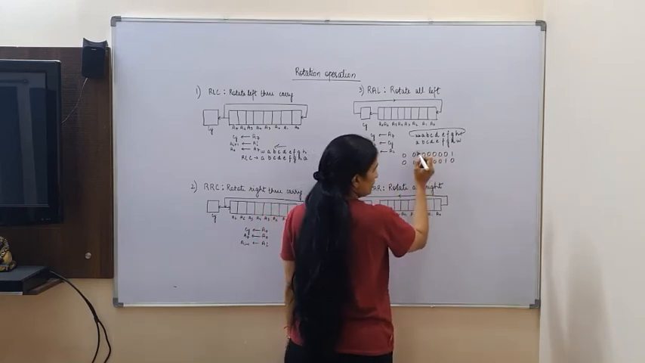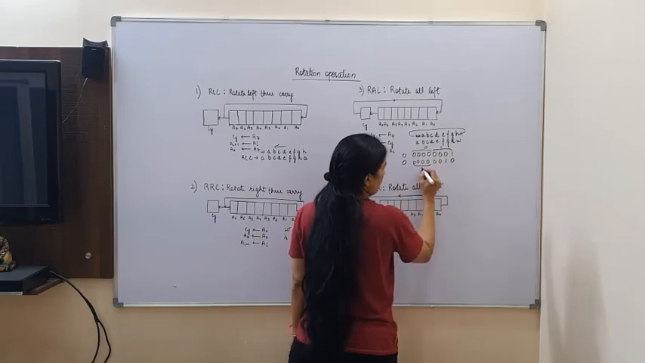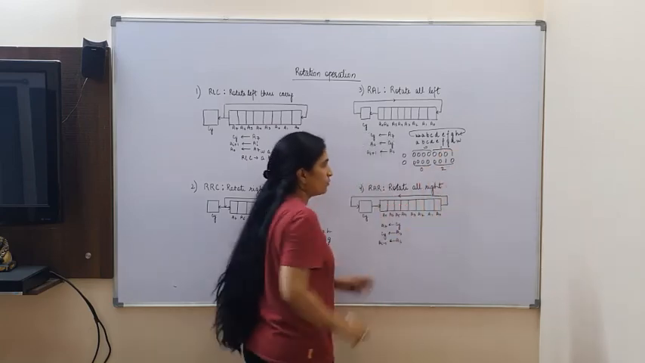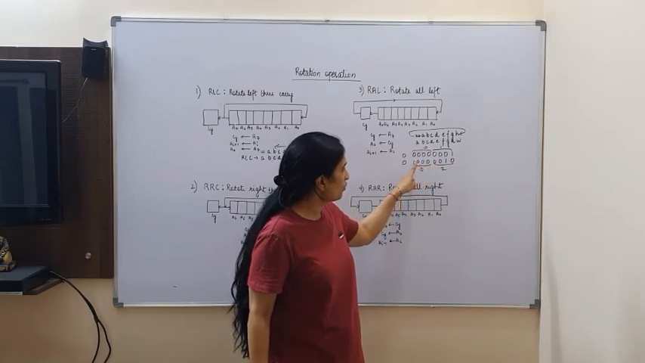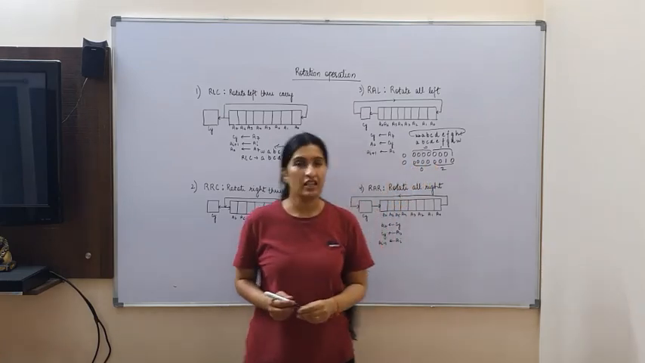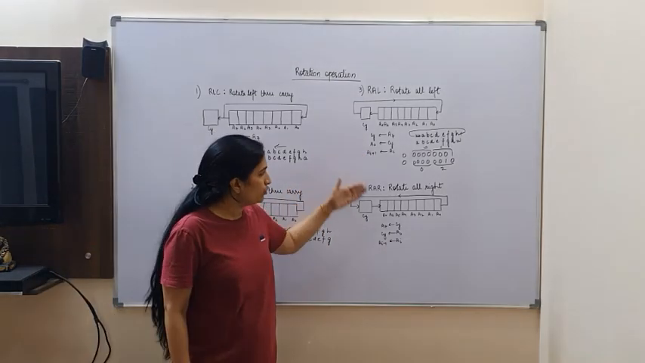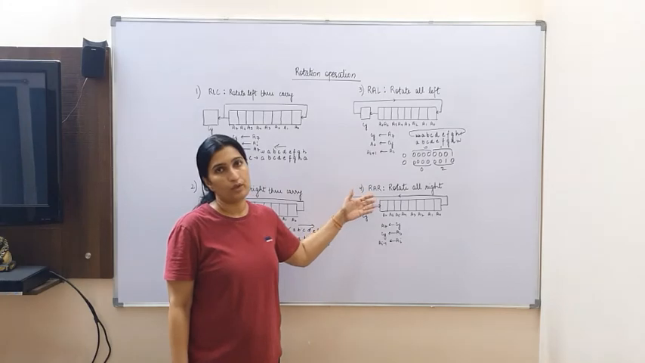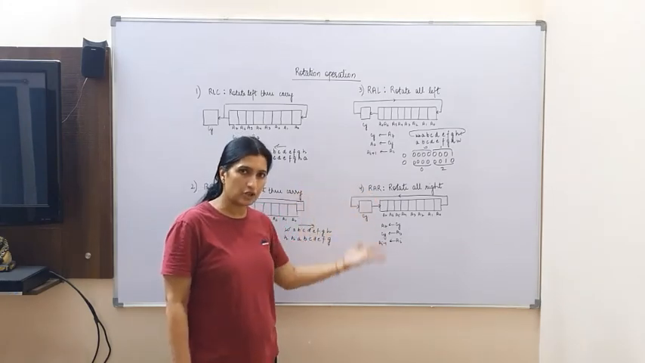This data was 1, now this is 2. Next time it will become 4, then 8, then 16, 32, 64, 128, 256. So this is how multiplication can be done. If you are rotating it right, division operation will be performed. If it is 256, then it will be 128, so on and so forth.